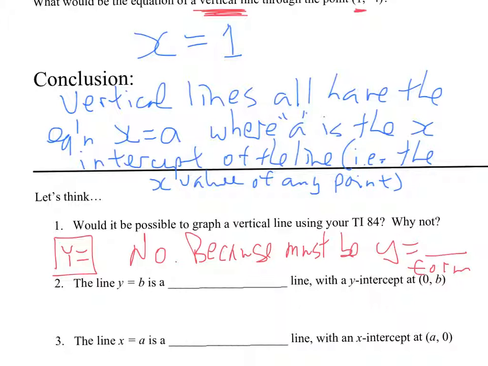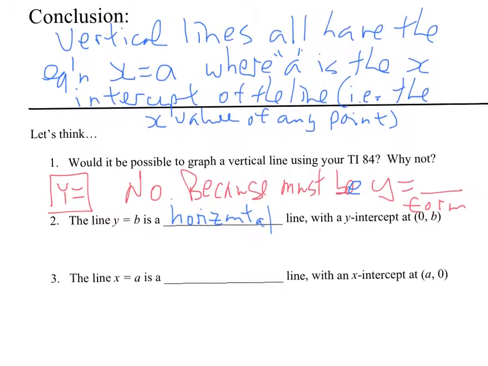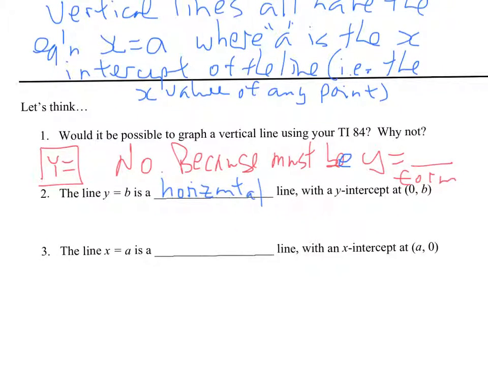So if you see a line y equals b, what type of line is it? It's horizontal. The equation that you've got to use has got to be in the form y equals. You've got the y equals button on your TI. And if you see the line x is equal to a, it is what type of line? Yes, it's vertical, with an x-intercept at a, 0.